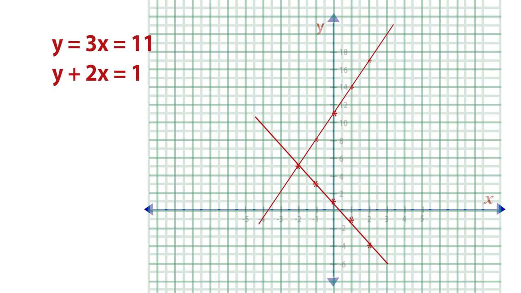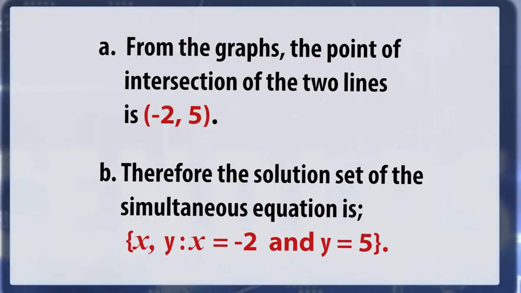You can see that where the two lines meet, that is the solution set. So from the graph, the point of intersection is -2 and 5. That is x equal to -2 and y is equal to 5. Therefore, the truth set of the simultaneous equation is {(x, y): x = -2, y = 5}.